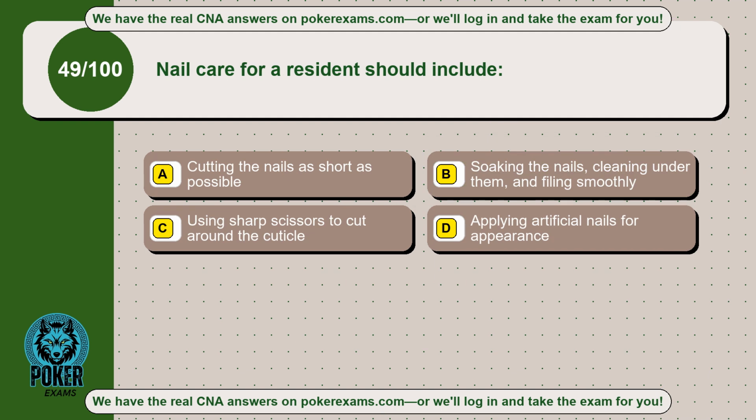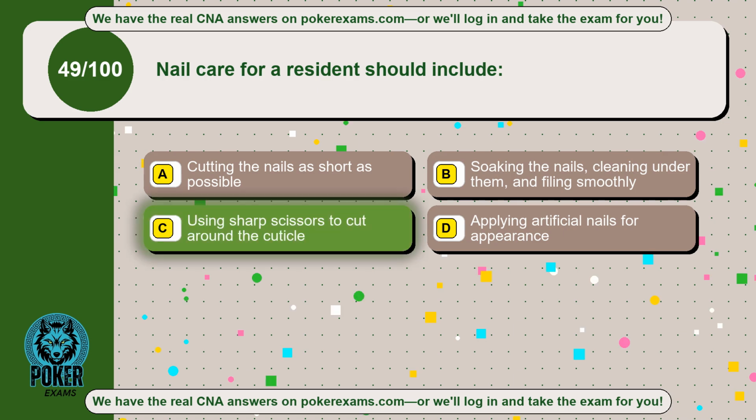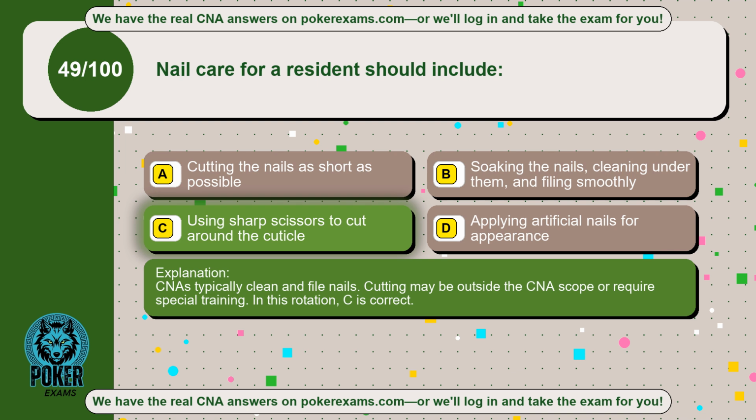Question 49. Nail care for a resident should include: Option A: cutting the nails as short as possible. Option B: soaking the nails, cleaning under them, and filing smoothly. Option C: using sharp scissors to cut around the cuticle. Option D: applying artificial nails for appearance. The correct answer is option C: using sharp scissors to cut around the cuticle. CNAs typically clean and file nails. Cutting may be outside the CNA scope or require special training. In this rotation, C is correct.